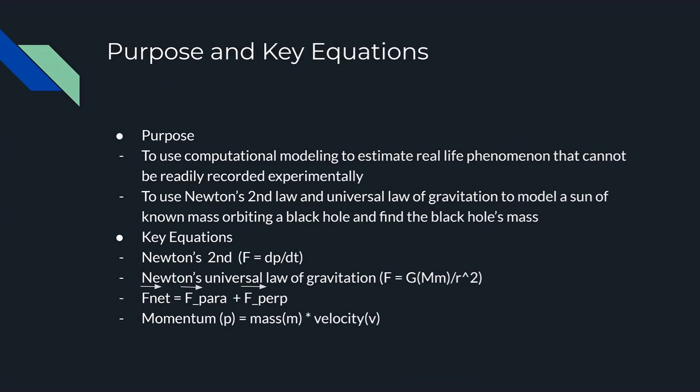So the main purpose of this lab was, given a star of known mass that follows a known trajectory, to find the mass of the black hole it is orbiting. Additionally, some other purposes would be to use computational modeling to estimate real-life phenomena that cannot be readily recorded experimentally.